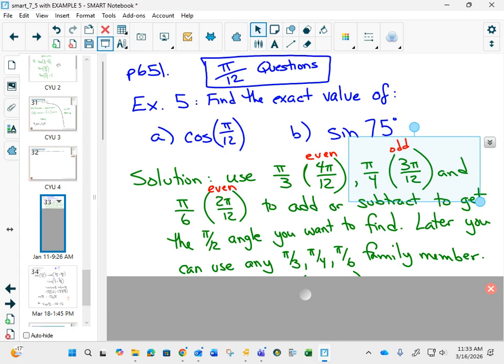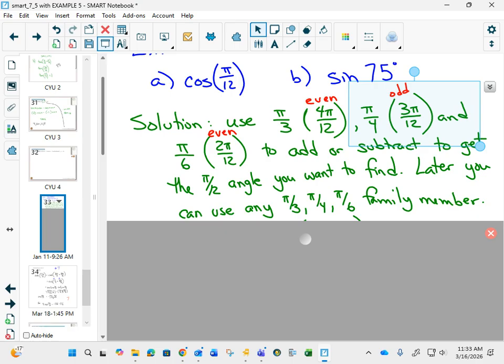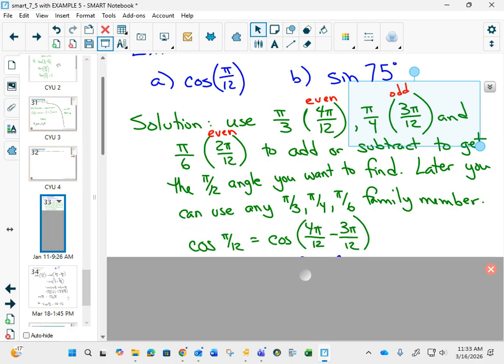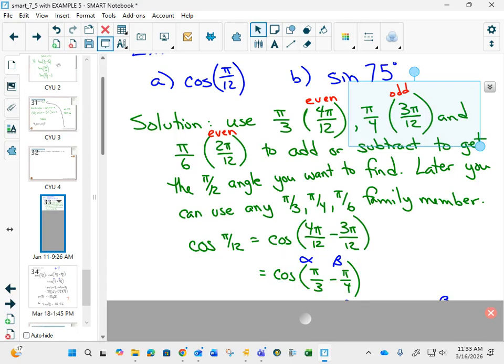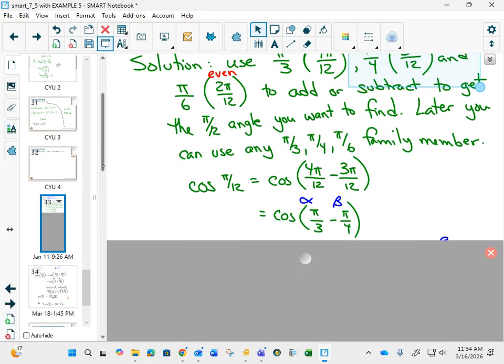So if you were asked to find cos of 1 pi over 12, our very first step would be to choose something that works. And I would say cos of pi over 12 equals cos of 4 pi over 12 minus 3 pi over 12, which is cos of pi over 3 minus pi over 4. And the pi over 3 is going to be our alpha, and the pi over 4 is going to be our beta. And we have one of our cos alpha minus beta formulas. So we expand it completely.